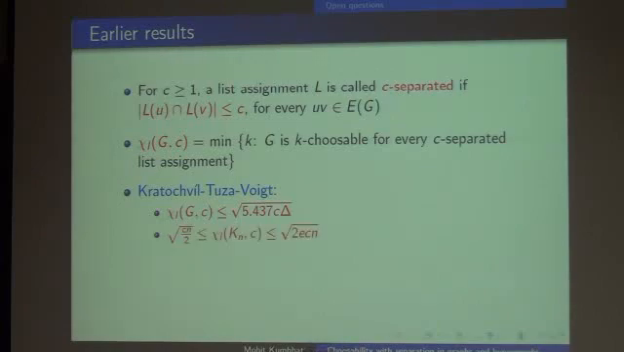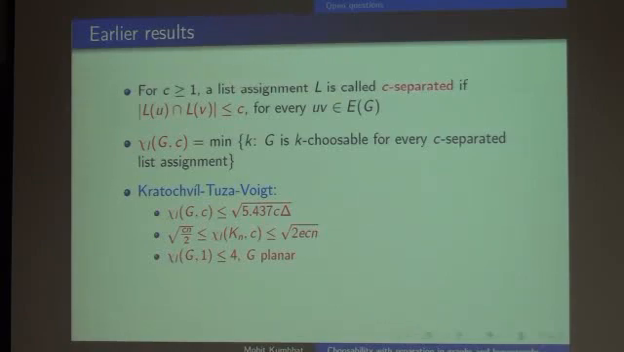What they could show for the complete graph is that if you have a C-separated assignment, then you can always bound it in between square root of Cn over 2 and square root of 2e Cn. Okay, and they also showed that if G is a planar graph, then you can do it in 4 colors as long as the lists intersect in at most 1 color.